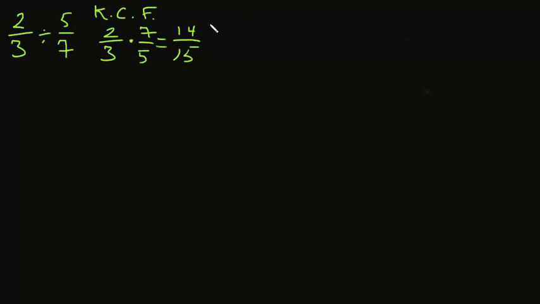So let's try rewriting the problem in a slightly different form. Let's say we have 2/3 over 5/7. Now this is exactly the same problem. 2/3 over 5/7 is the same as 2/3 divided by 5/7. But when we write it out in this form, we can understand it not as a division problem, but as a matter of simplifying a complex fraction.